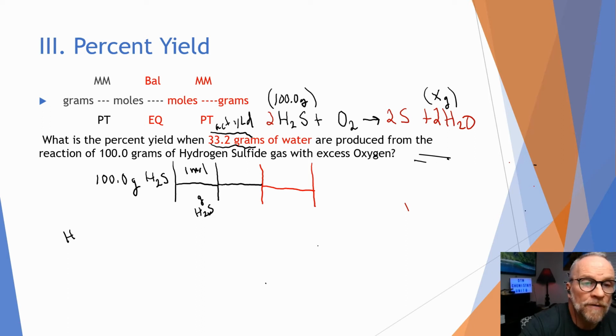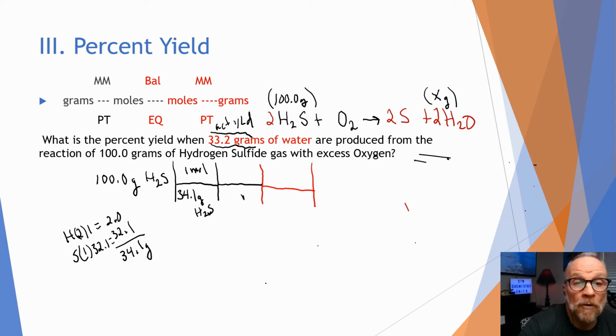So let's go ahead and do that. Hydrogen's 1 gram per mole, and we've got 2 of those. Sulfur is 32.1 grams per mole, which will give us 34.1 grams there. All right, and then now we'll have moles of H2S, hydrogen sulfide, on the bottom, and moles of good old high quality H2O on top.